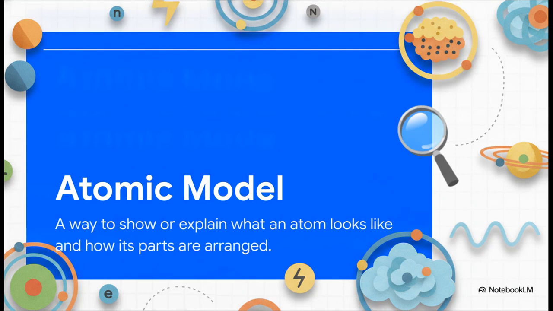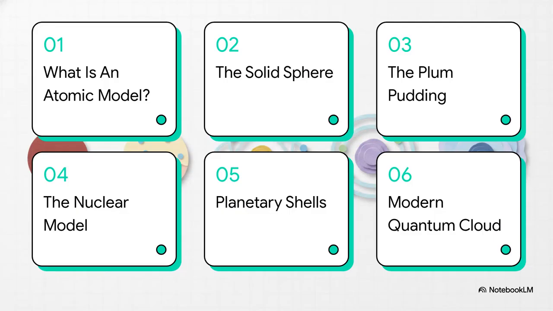Okay, let's dive into this. What exactly is an atomic model? Basically, it's just our best way to visually explain what an atom looks like and how its internal parts are arranged. Since we can't exactly snap a selfie of an atom, we rely entirely on these visual models to predict how all matter behaves. Here's our roadmap for today.